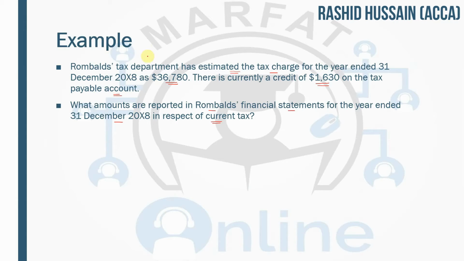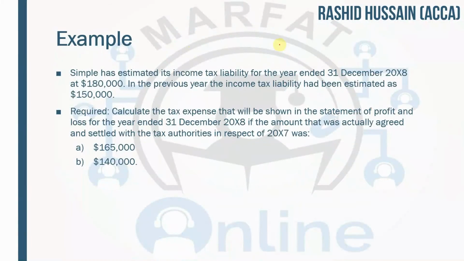So this 36,780 is the current tax provision. Debit profit or loss 36,780, and credit tax payable, that means simply your current liability, 36,780. Alright, now we have another example.